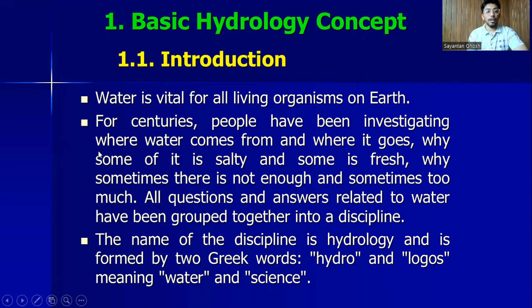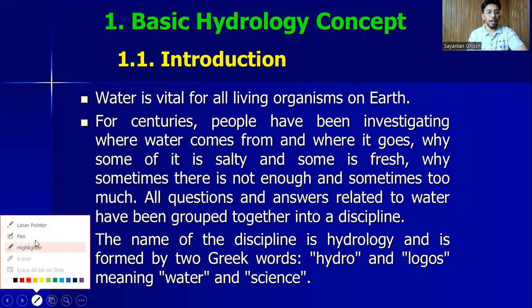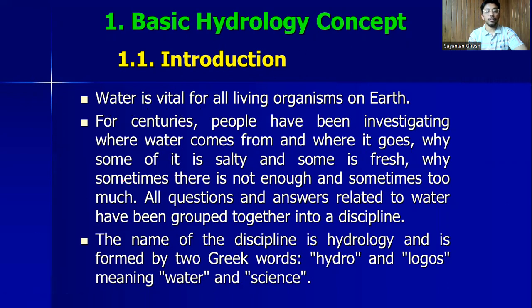The first is that water is vital for all living organisms on earth. As you know, water is the life-giving element on our planet. Each and every life form which exists on this planet has started its journey from water itself. So, for life to continue on this planet, water is very important. So, you can see here that water is vital for all organisms on this earth.